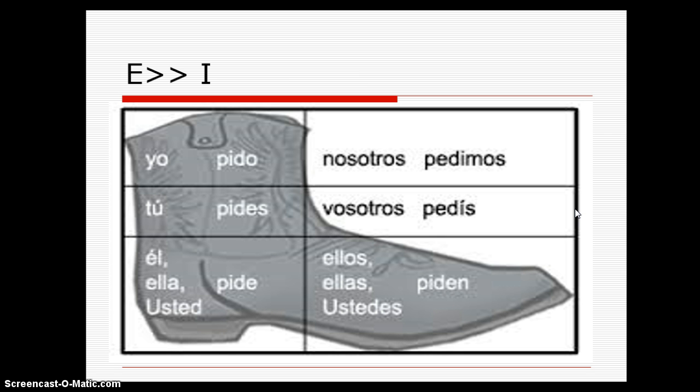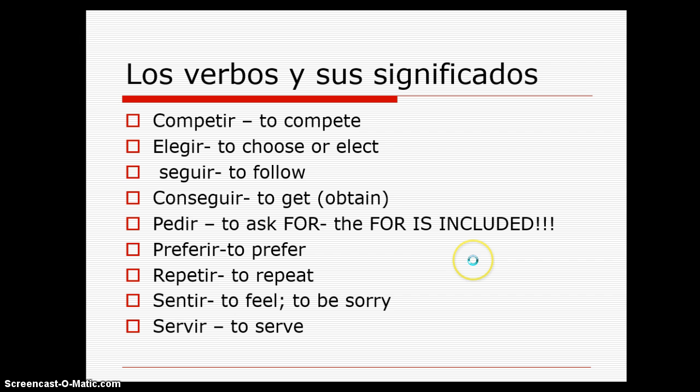This is an E to I stem changing verb. This is the last category. Pedir. Hopefully you remember what pedir was. Go ahead and jot that down if you remember. If not, you're going to have to look it up. I'm not going to tell you. You should know though. And notice the stem change. Yo pido. There's the E to I stem change. Tú pides. Él, ella, usted pide. Good thing to repeat after me. Nosotros pedimos. Vosotros pedís. Ellos, ellas, ustedes piden. Okay? Los verbos y sus significados.